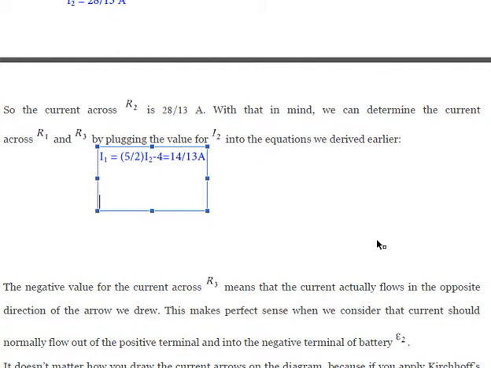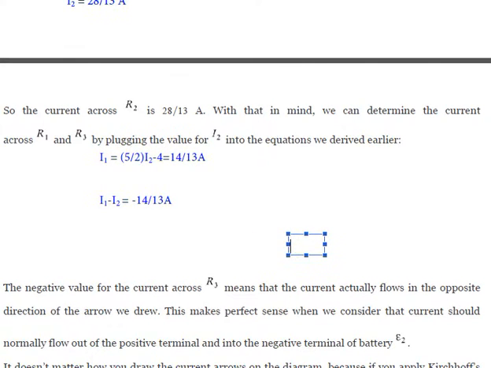And then to get the last current, the current through resistor 3, we said that was just I1 minus I2. So 14 thirteenths minus 28 thirteenths would be negative 14 thirteenths.